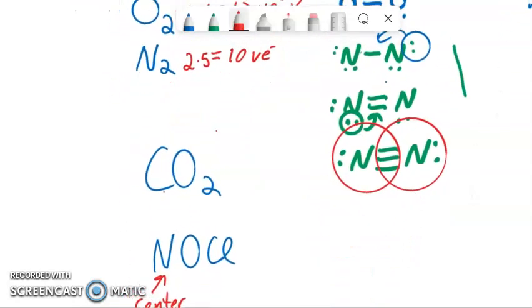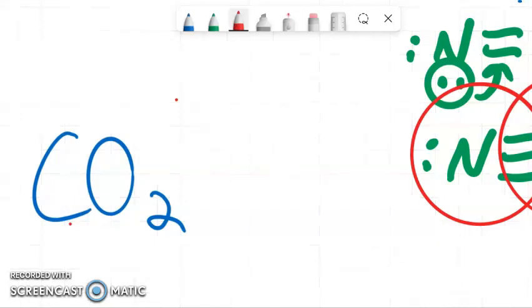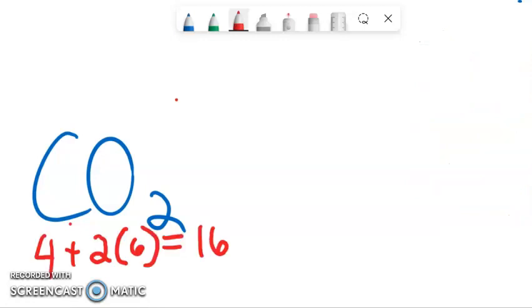All right, next up, try carbon dioxide out. Pause the video, and work on carbon dioxide. All right, so first off, we need to do our valence electron count. We've got 4 carbon valence electrons and 2 times 6 valence electrons because of that 2. That gives us 12 valence electrons plus 4, 16 valence electrons.